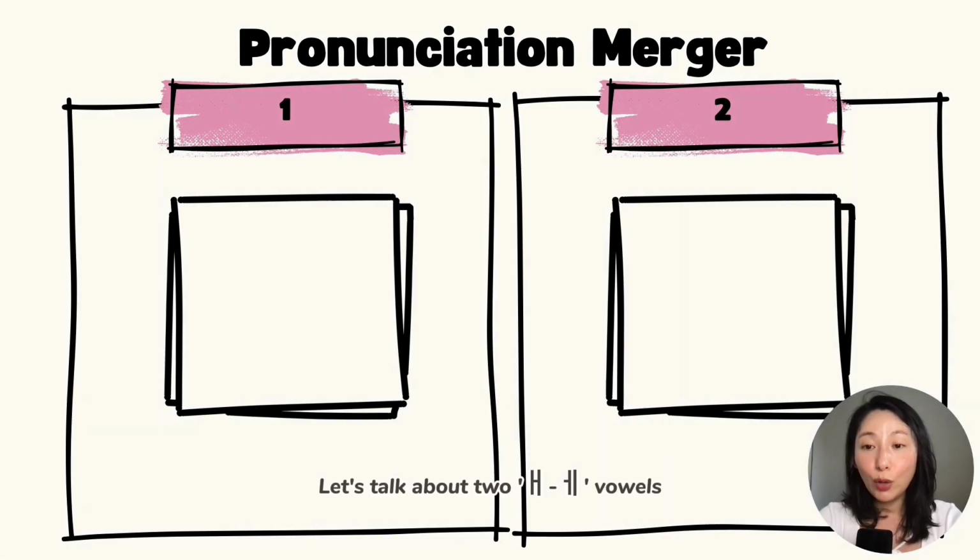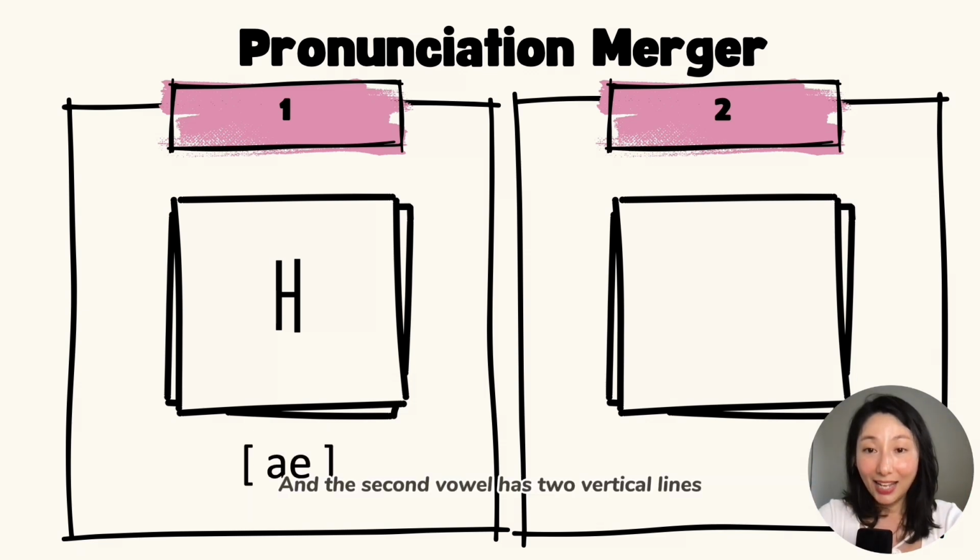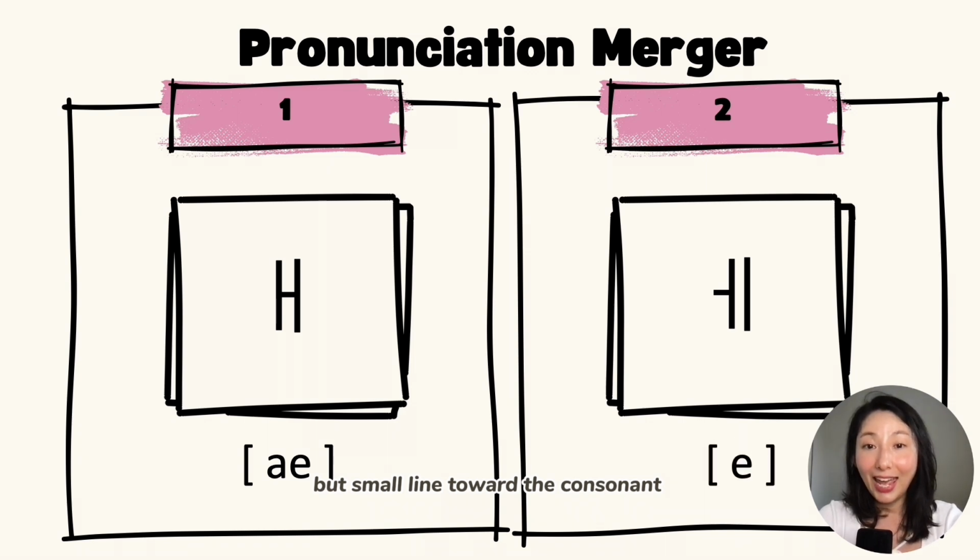Let's talk about two 에 vowels. First one has two vertical lines, and the small line between them. 에. And second vowel has two vertical lines but the small line toward the consonant. 에. They are written differently but they sound the same. It's because long time ago they had a different pronunciation, but as time goes, they both evolved to have the same sound. It's called pronunciation merger.